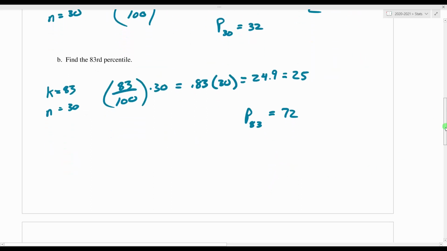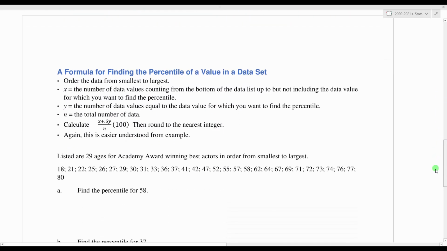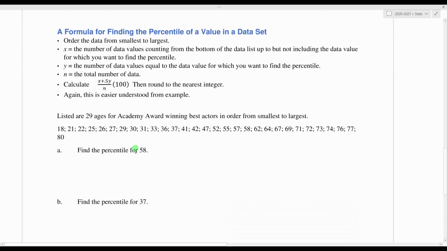All right, now let's go the other direction. Let's say I give you an age. So let's say I told you I was 58 and I want to know what percentile that is. That's what this is going to do for us here. All right, so different process. So we want to make sure that we read through it, and then I'll demonstrate how to do that for you. All right, so there's a formula that we see down here.